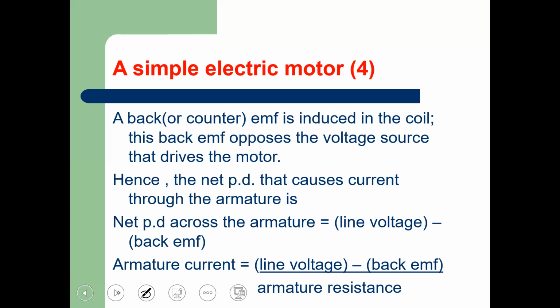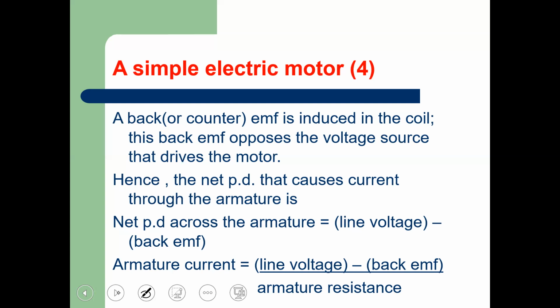electromagnetics. So when we look at the net PD that causes current through the armature, the net potential difference through the armature is the line voltage minus the back EMF. In short, when you switch off electric motors, that back EMF can be detected and can even damage appliances in some cases.